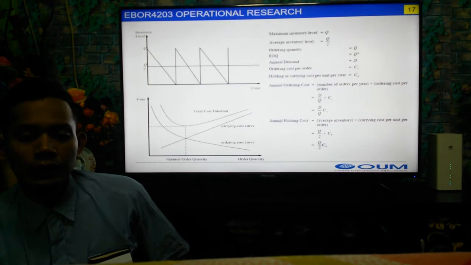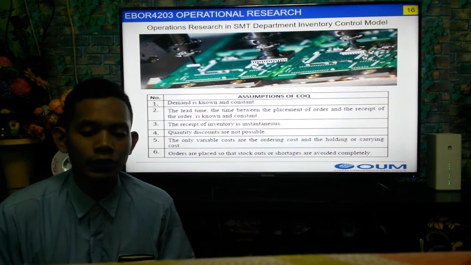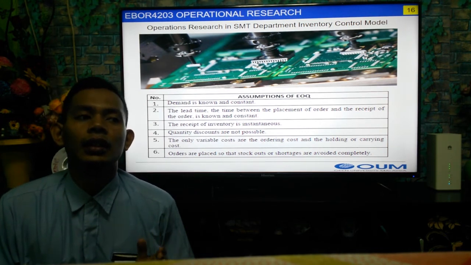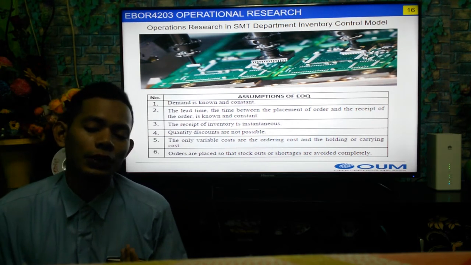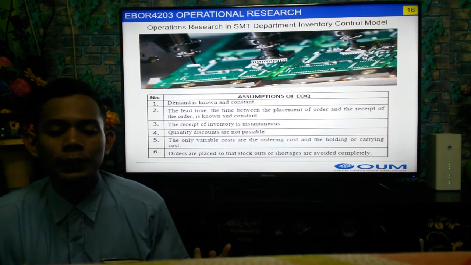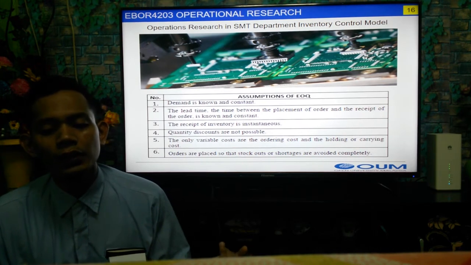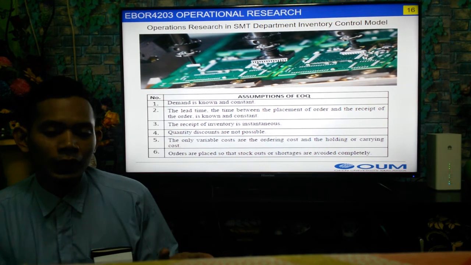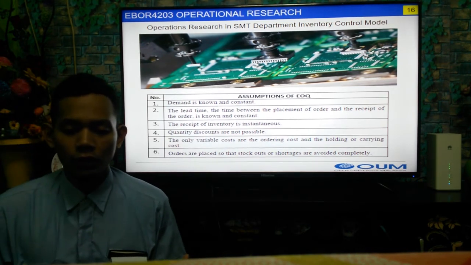Okay. Next is the SMT department, which uses the same kind of inventory control model, but this one uses EOQ. What is EOQ? It's economic order quantity. So these are the assumptions of EOQ: demand is known and constant. The lead time, the time between the placement of the order and the receipt of the order, is known and constant. The receipt of inventory is instantaneous, and quantity discounts are not possible.